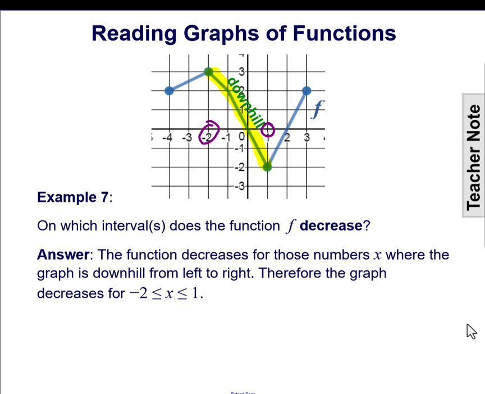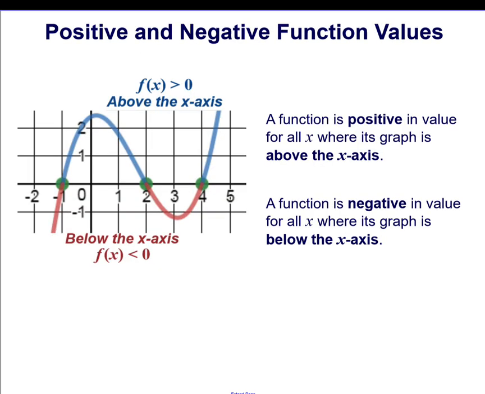Therefore, it's decreasing. Now let's talk about positive and negative function values. A function is positive in value for all x where its graph is above the x-axis. A function is negative in value for all x where its graph is below the x-axis. So I am going to insert a dotted line along the x-axis. Everywhere the graph is below this line, below the x-axis, you'll note it's highlighted in red. These are negative values for the function. Everywhere the graph is above the x-axis, it's highlighted in blue. It's shaded in blue. Those indicate positive values.